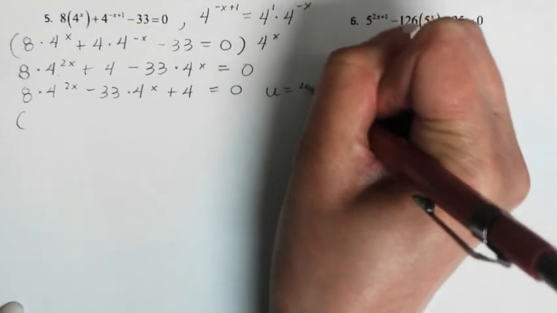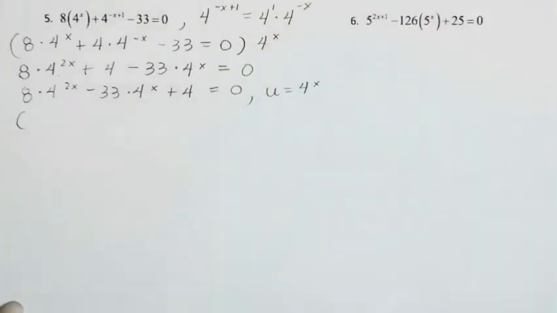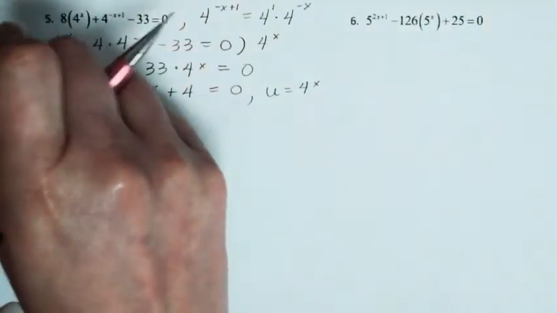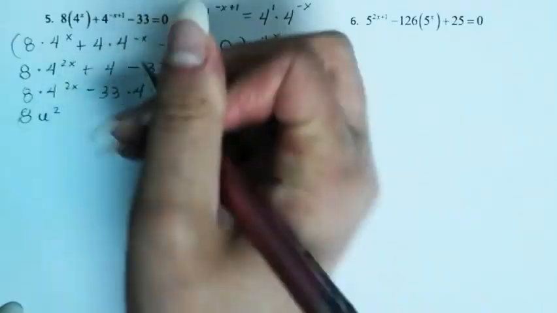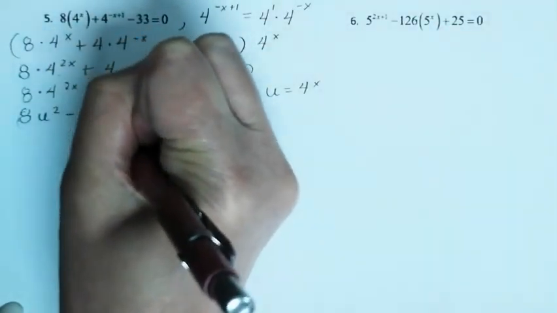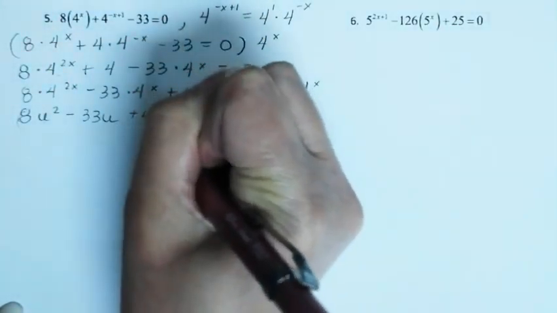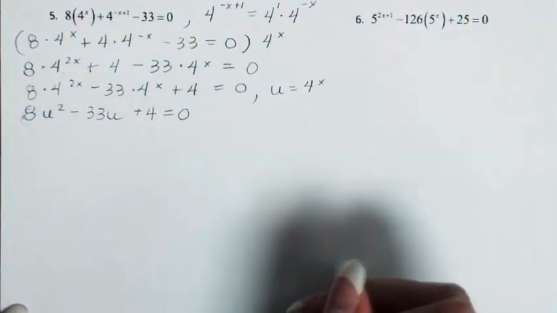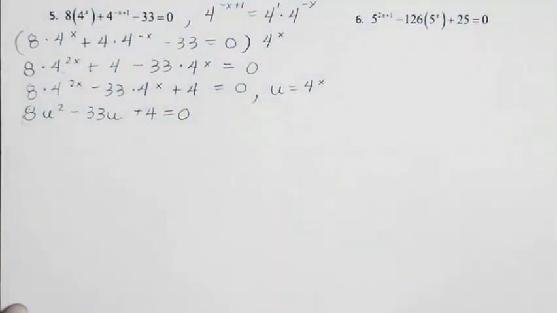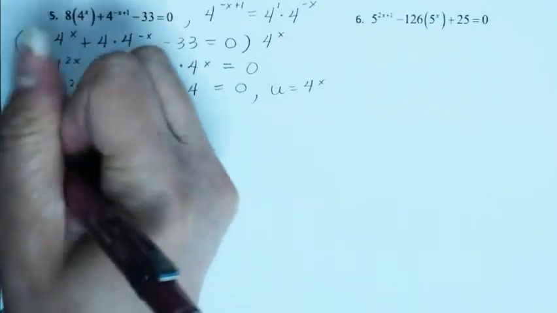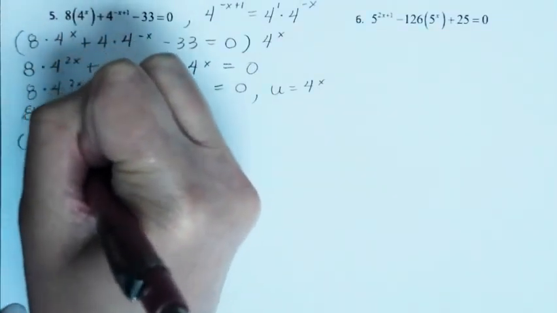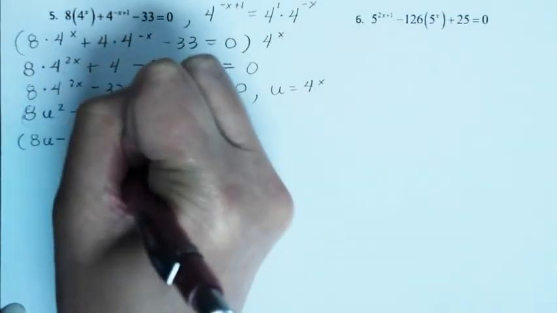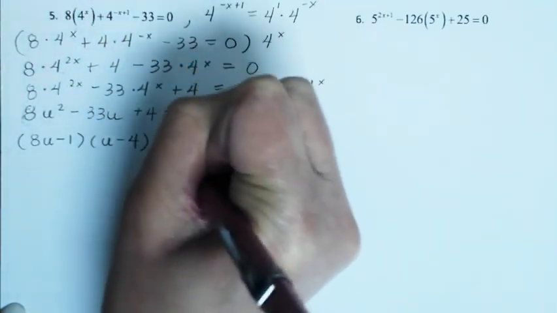u equals 4 to the power of x. So I have that this is going to be, what's going to be that? Well, it's going to be 8u squared minus 33u plus 4 is equal to 0. If we want to factor that, what are you going to do? You have that this is equal to (8u minus 1) times (u minus 4) equals 0.